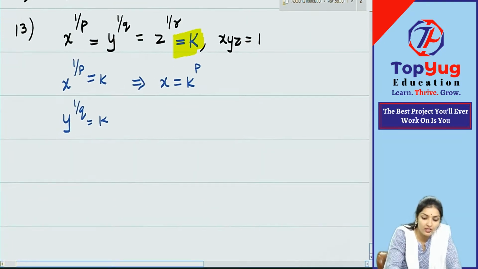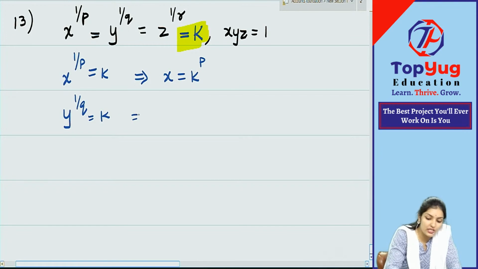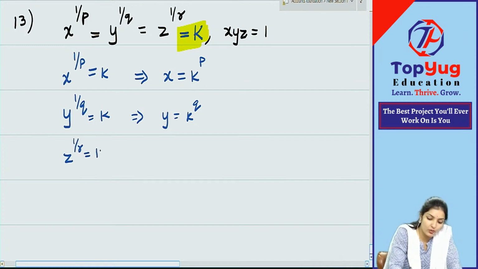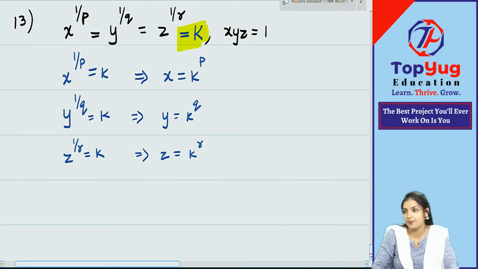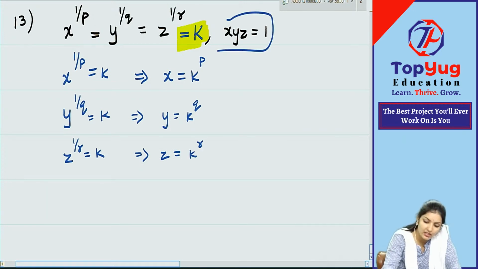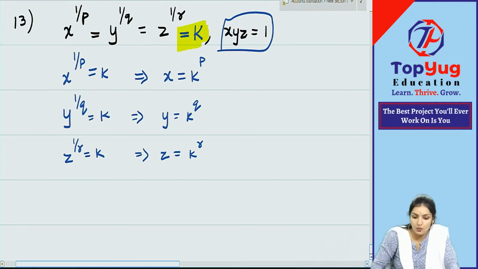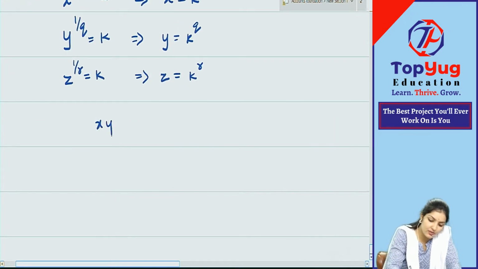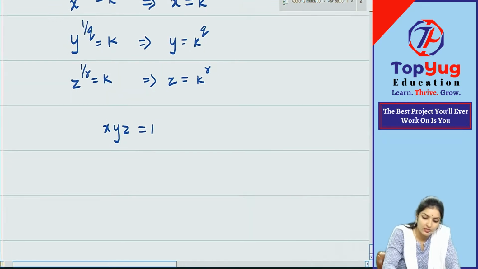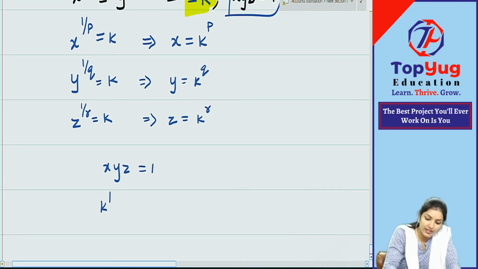The question I have written also, right? So this also I can write: y is equal to k to the power q. Now z to the power 1 by r is equal to k. Therefore z is equal to k to the power r. What is the condition given? xyz is equal to 1. So what is x? What is y? x is k to the power p, y is k to the power q, z is k to the power r.